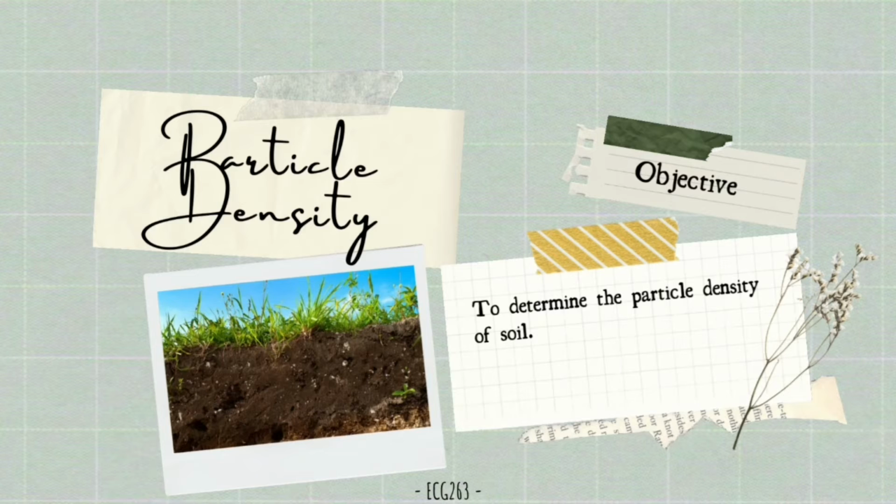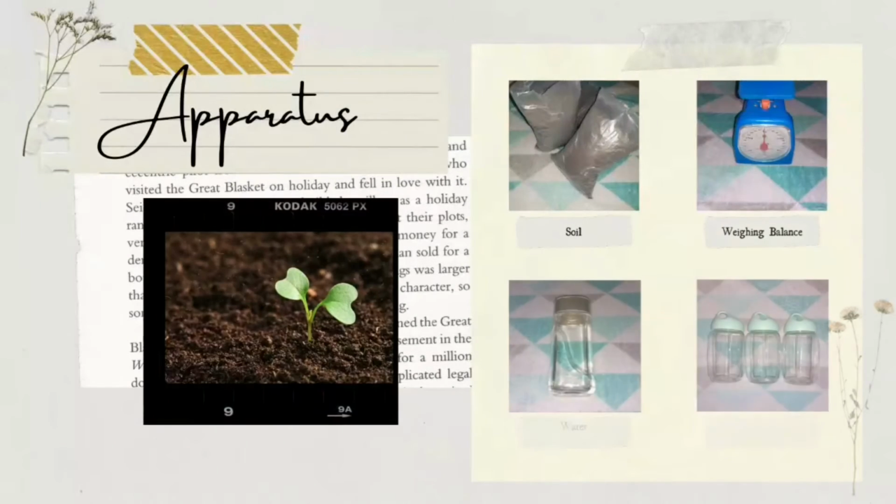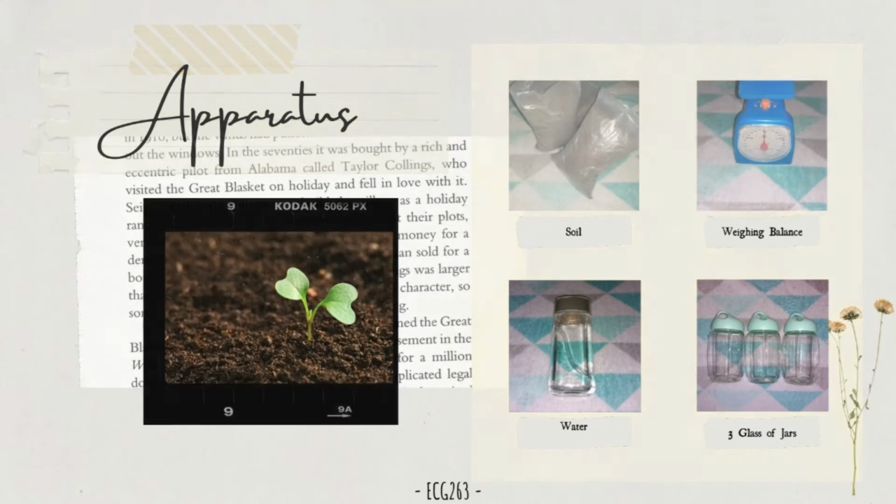The next experiment is particle density. The objective of this experiment is to determine the particle density of the soil. These are the apparatus that have been used in the particle density experiment: soil, weighing balance, water, and also 3 glass jars.